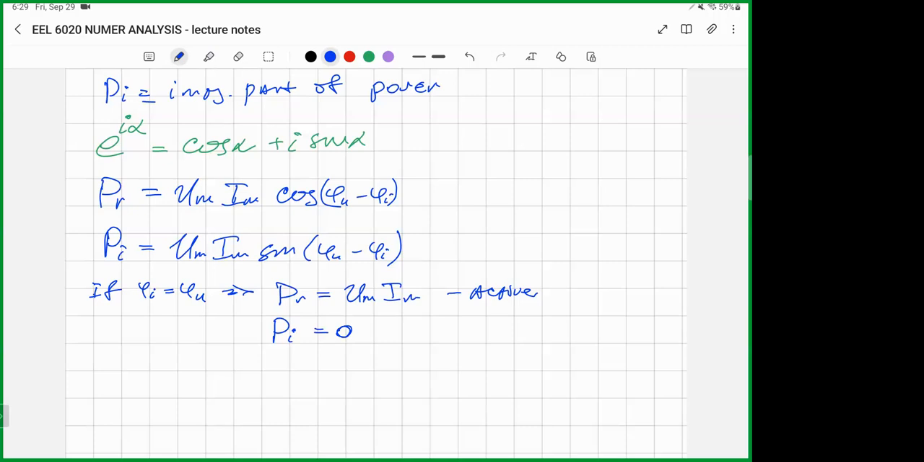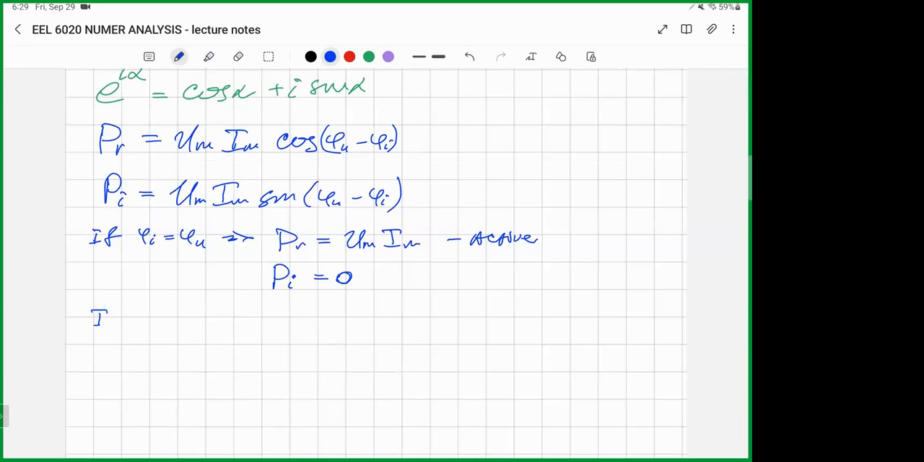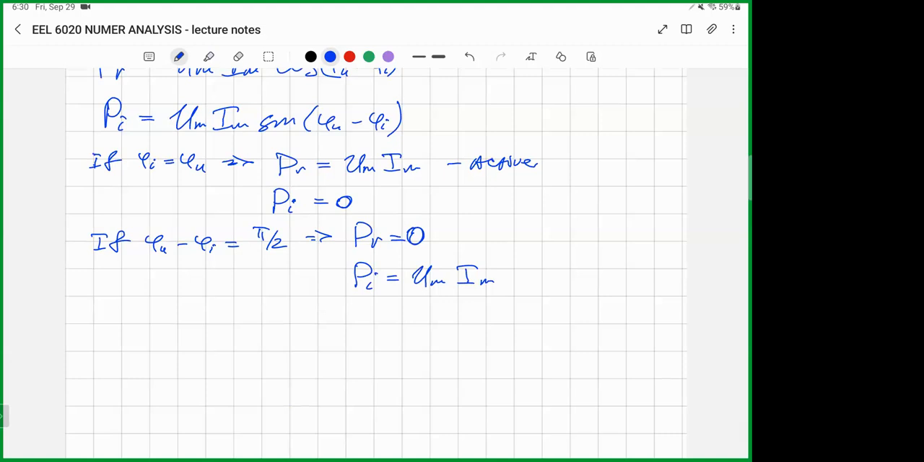Okay, and similarly, if the voltage phase minus the current phase is equal to pi over 2, we have cosine equal to 0, so the real part of the power is equal to 0, and the imaginary part is equal to the product of the amplitudes of current and voltage. Okay, so yeah, and for other cases, for other phases, we have different contributions from the real part and the imaginary part of the power.